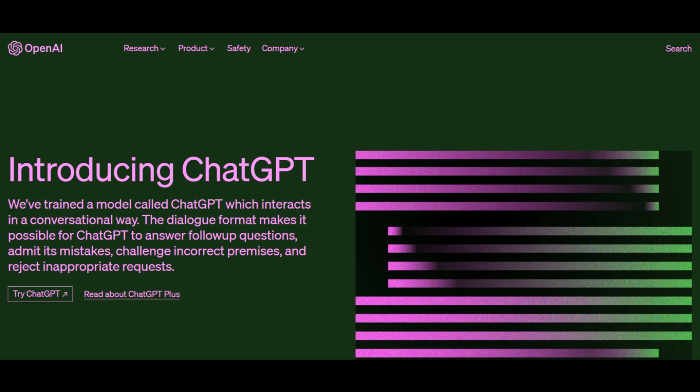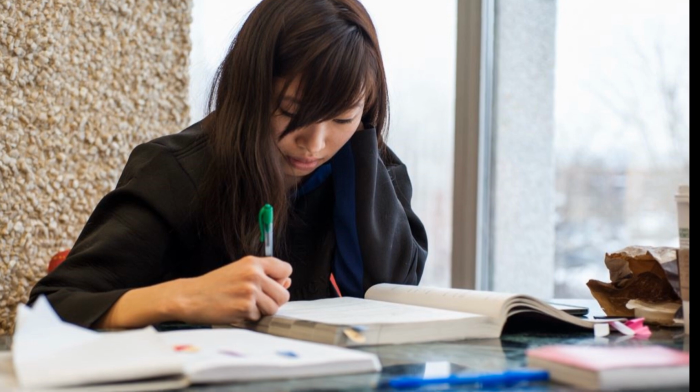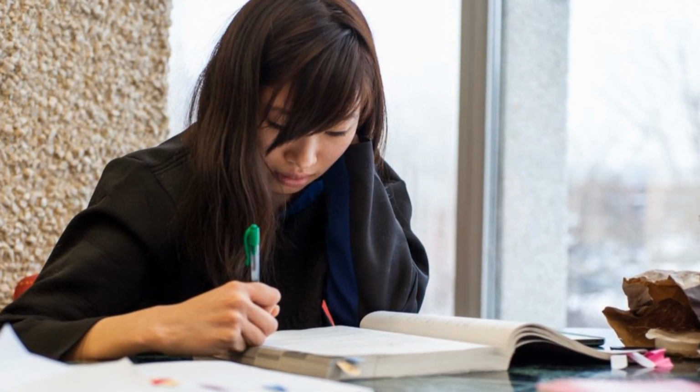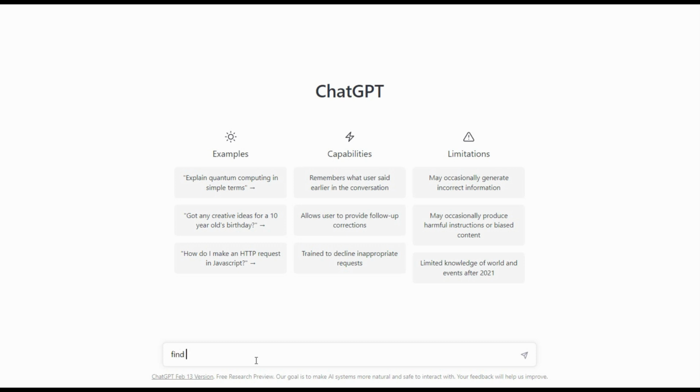ChatGPT is a powerful language model that can answer a wide range of questions and engage in natural language conversations. But can ChatGPT perform well in a math college exam? It is important to note that ChatGPT is not designed specifically for math problems. However, ChatGPT can understand and process math equations and formulas.